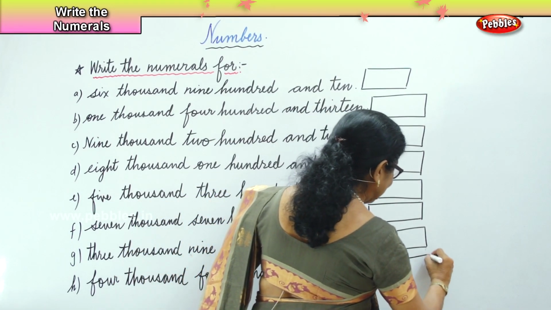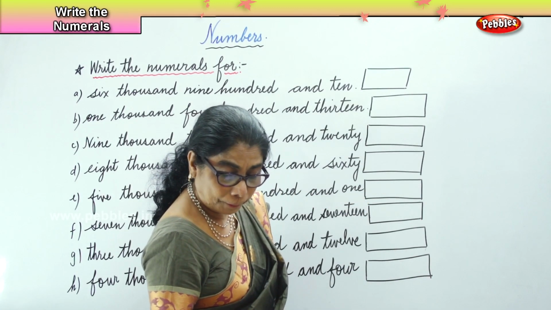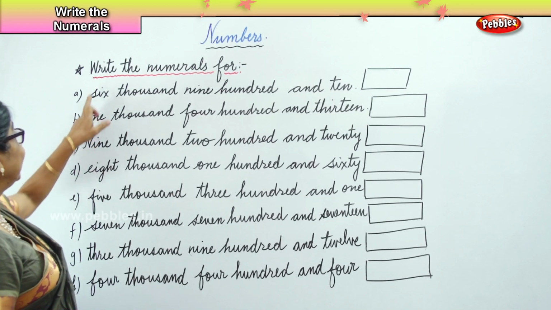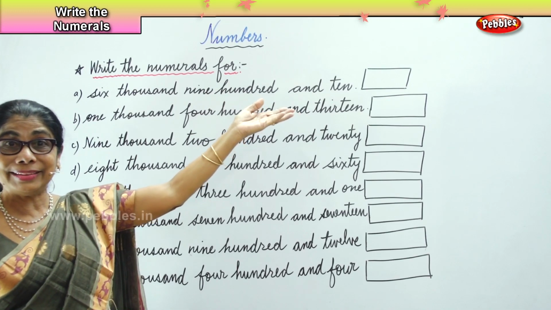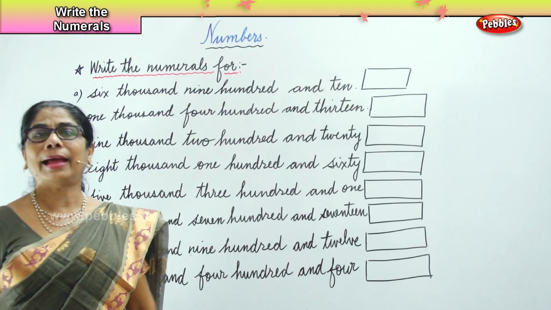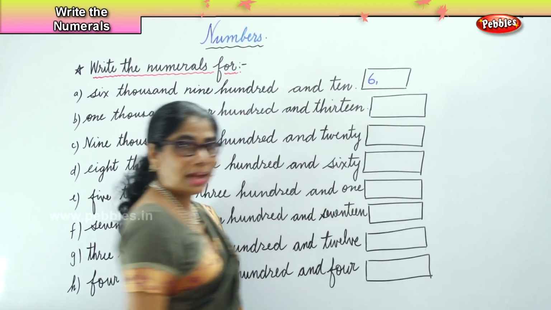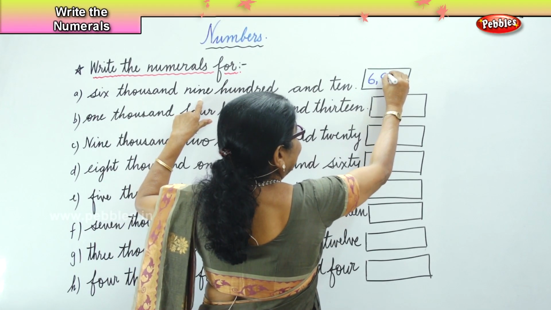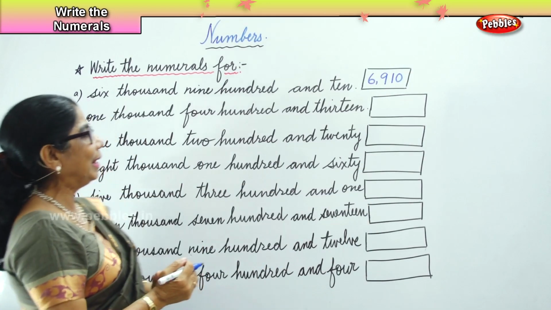I've given you a whole lot of numbers, names, and you need to put into the box the correct numbers name. Okay? Now, write the numerals for. I have given the name, you write the numerals, and that's all. 6,910. 6,000. So you begin with 1,000. 6,910. Good, very good.